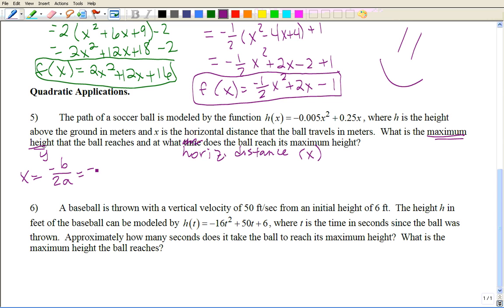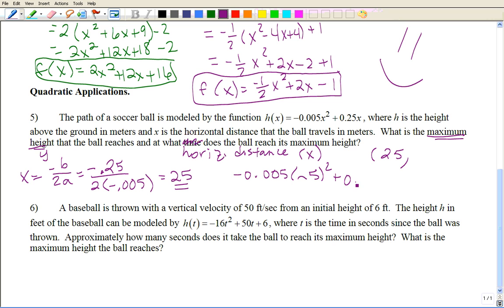So here we'll have negative b, which is negative 0.25, over 2 times a, which is negative 0.005. And when you divide that, you get 25. So there's our x value for the vertex. To figure out the y value, we just need to plug that in. So we'll do negative 0.005 times 25 squared plus 0.25 times 25, and that will give us a value of 3.125.